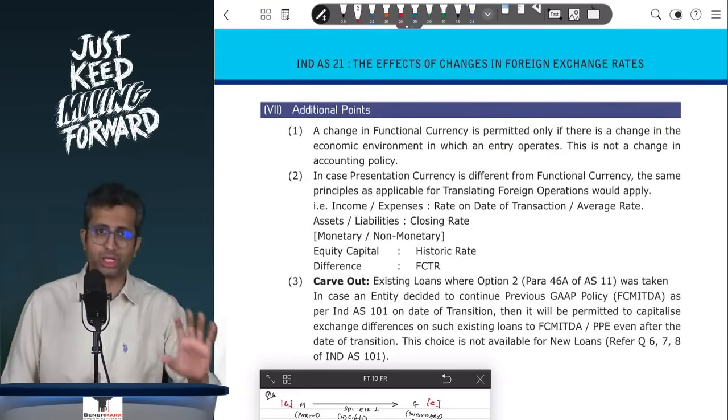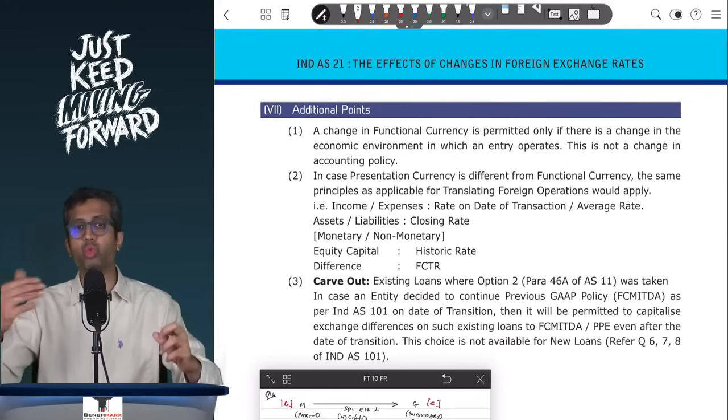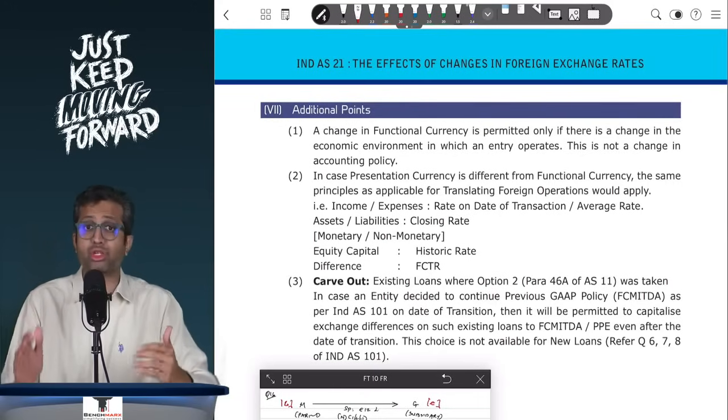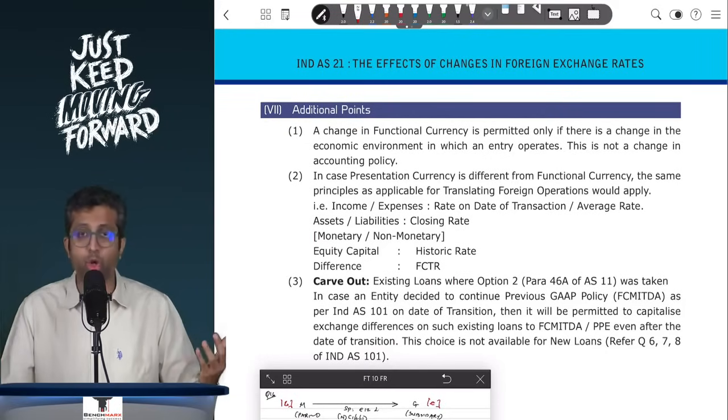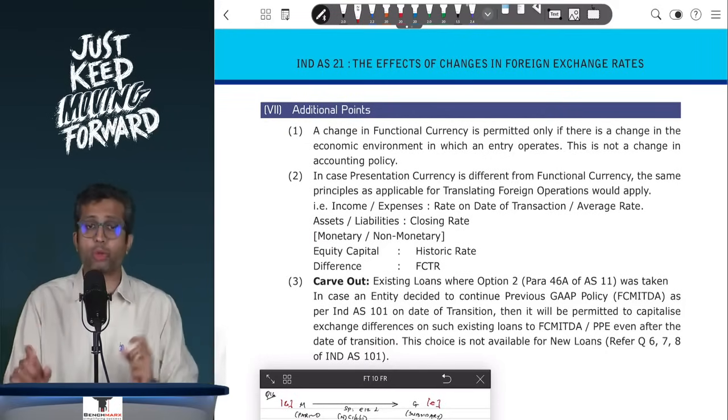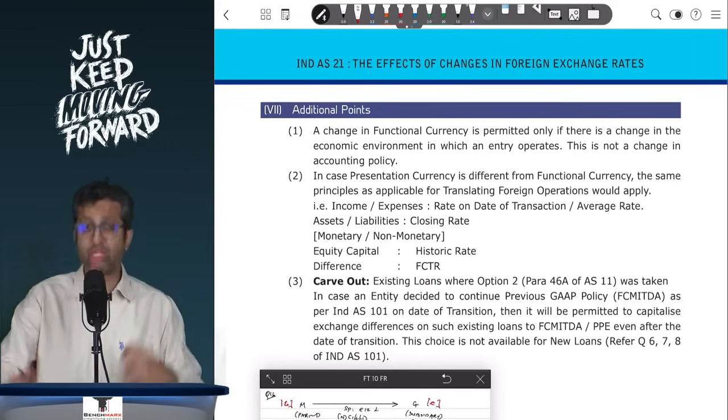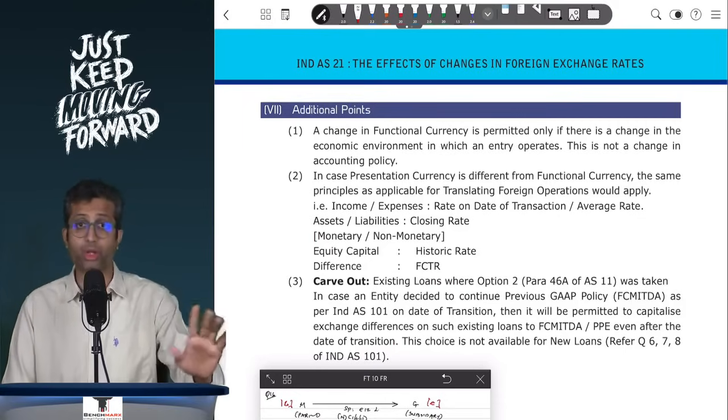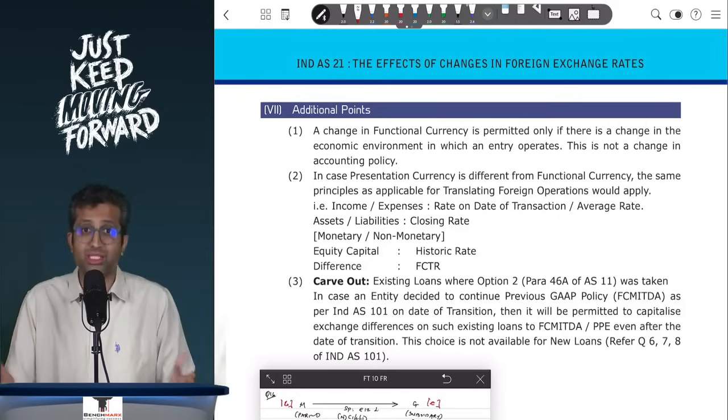The additional points over here will be, is it possible that once you decide a functional currency, at a later date, there may be a change? Well, why not? If there's a change in the primary economic environment, then the functional currency might change. Remember, this is not a change in accounting policy. It is not even a change in accounting estimate. It is a change in fact.